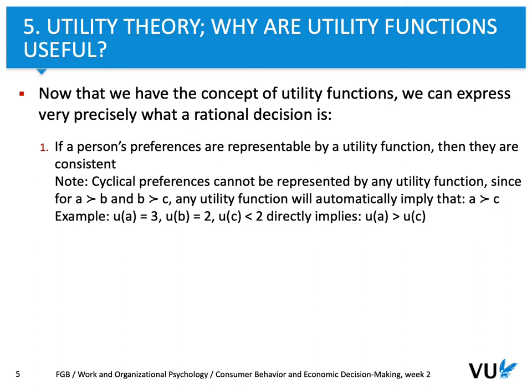It's not possible because if A is preferred over B and B is preferred over C, any utility function will automatically imply that A is preferred over C. In other words, if utility of A is 3, utility of B is 2, and utility of C is lower than 2, that directly implies that utility of A is higher than utility of C.